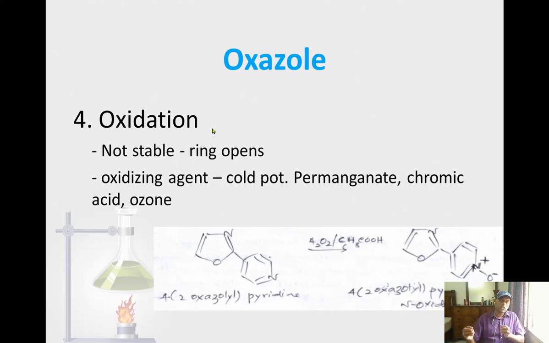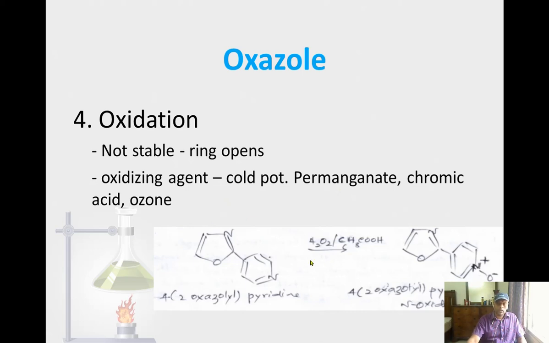Oxidation is addition of oxygen. Oxidation can also be removal of hydrogen. Oxidation can also be removal of a pair of electrons. So here, because of the oxidation attack, the ring opens. The oxazole compound is not going to be stable. The ring opens here, right? The oxidizing agents used are cold potassium permanganate, chromic acid, and ozone. So these can be used as oxidizing agents.